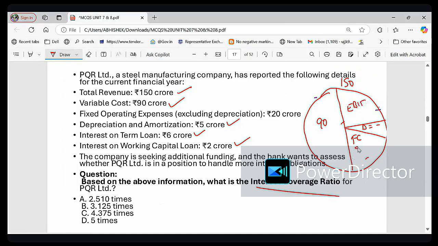So how much is the fixed cost? Fixed cost is given as 20 crore. How much is the depreciation? Depreciation and amortization is 5 crore, right? So can you tell me what is the EBIT? Just see this particular pie chart, and you can easily calculate the EBIT. I'm waiting for your response. Please do the calculation. Out of 150, if you subtract 90, what will you get?